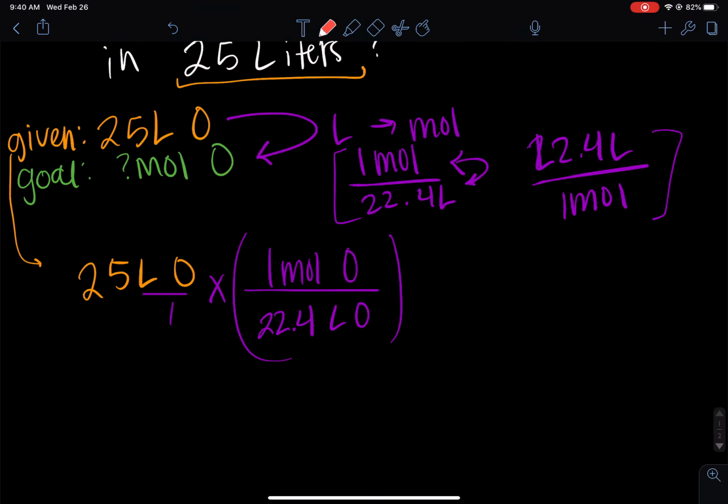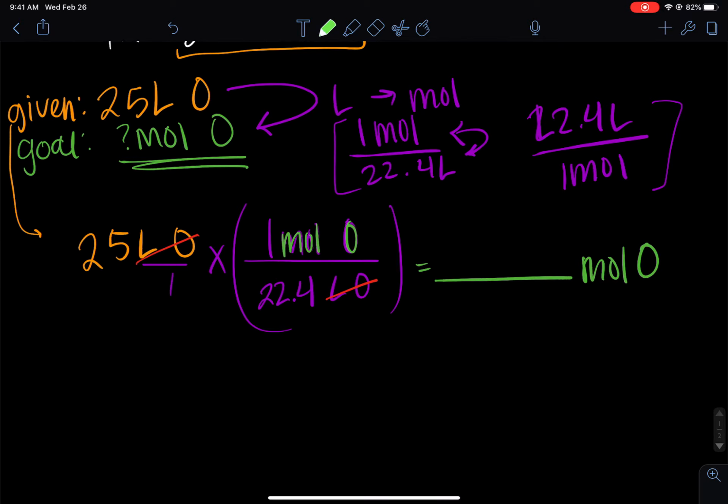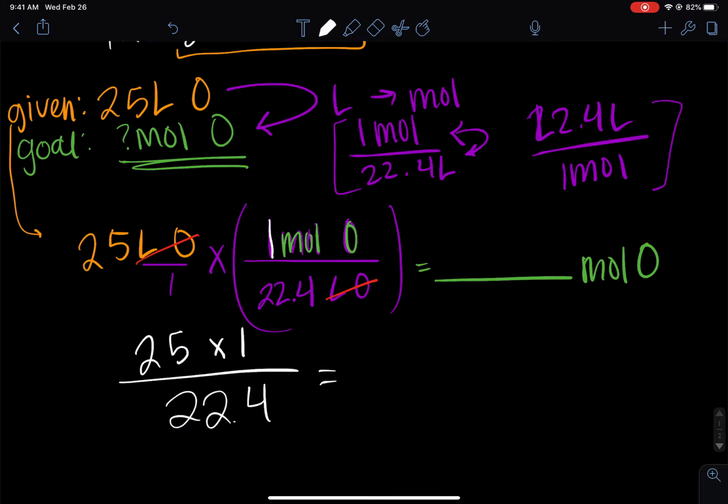So that makes the liter of oxygen cancel with the liter of oxygen, and the only thing we have left is mole of oxygen, which is our goal. So we say equal mole of oxygen. So in our calculator, all we do is say 25 times 1, if you want to use that 1, and then all that's going to be divided by 22.4. So it's basically just 25 divided by 22.4.